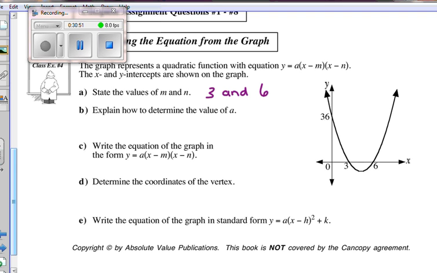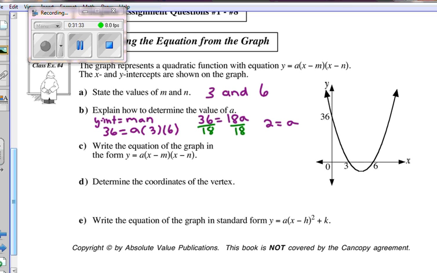Okay, well let's think about it this way. Do we have a formula for the y-intercept? What did it equal to? Or a times m times n. Do we know our y-intercept? Yeah, it's 36. It would equal our a times 3 times 6. So what does that 36 equal? What's 3 times 6? 18a. Now what? Divide by 18. Make sure you're getting this down. 2. So 2 equals a.